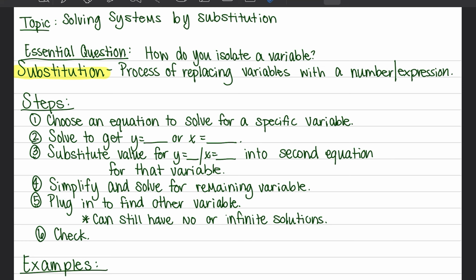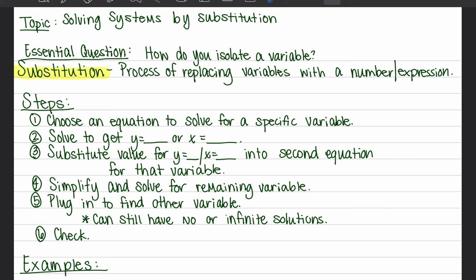Our steps for solving systems by substitution are, first, we're going to choose an equation and either solve for x or solve for y. So that's our second step: we're going to get either y by itself or x by itself, whichever is easier for that equation. Once we get the y or the x by itself, we're going to substitute what y is equal to or what x is equal to into the other equation that we did not use yet.